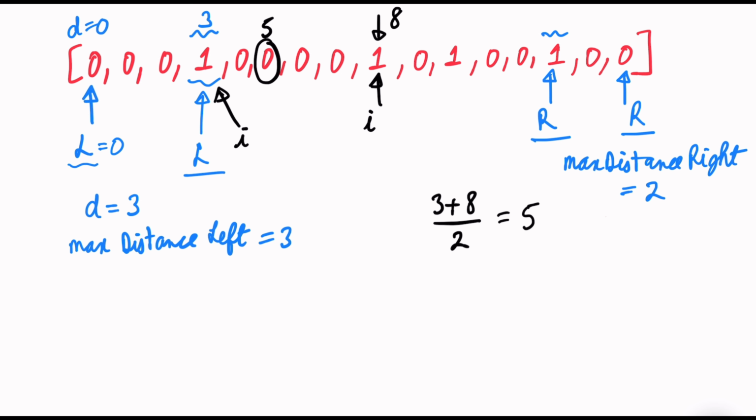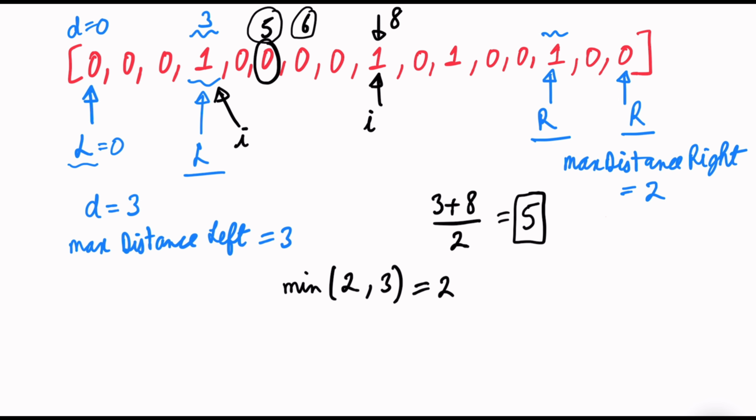The distance of index 5 from index 3 is 2, and the distance of index 5 from index 8 is 3. So the minimum of 2, 3 is going to be equal to 2. We can also pick index 6 instead of index 5, as index 6 will have a distance of 3 from the left one and a distance of 2 from the right one. So we can either pick index 5 or index 6. It's just that the mathematical operation 3 plus 8 divided by 2 is going to give us the smaller integer. So we choose index 5.